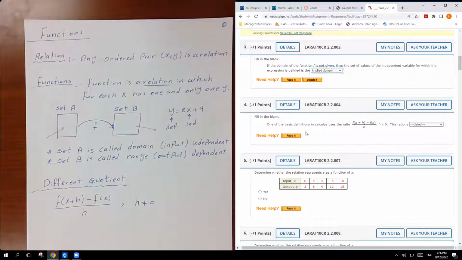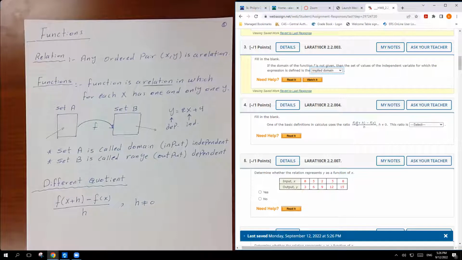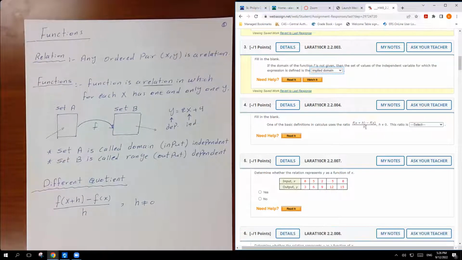Number 4, one of the basic definitions in calculus uses the ratio f(x + h) minus f(x) over h, which is called the difference quotient.